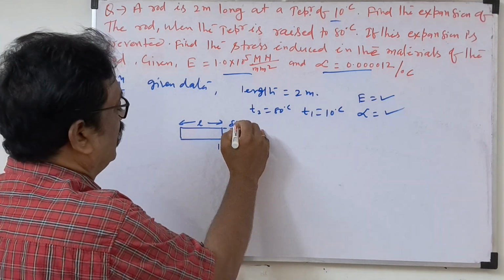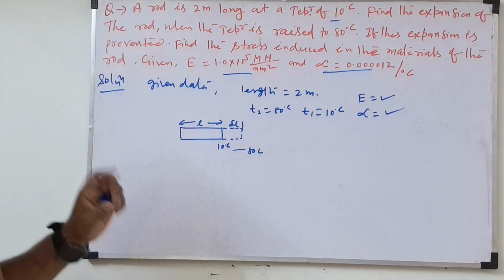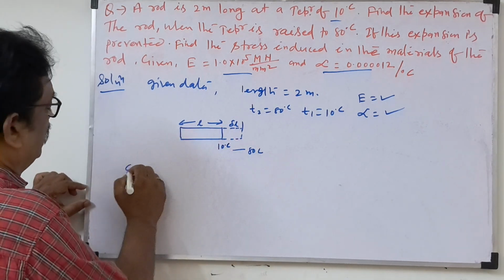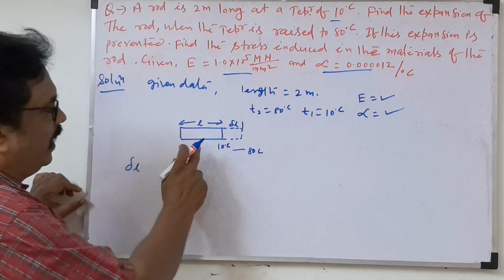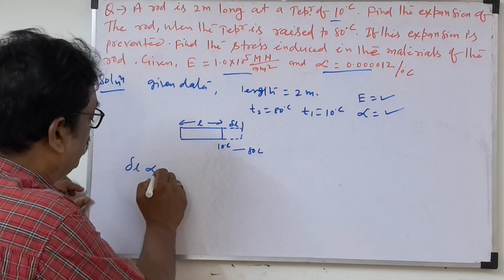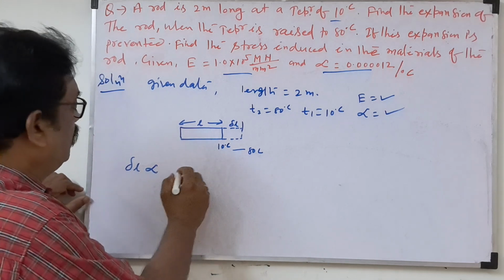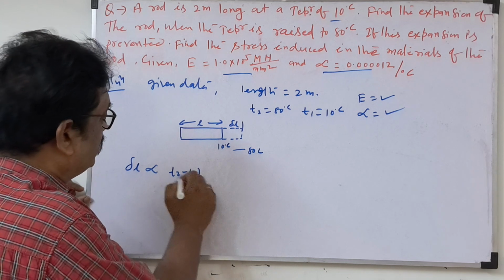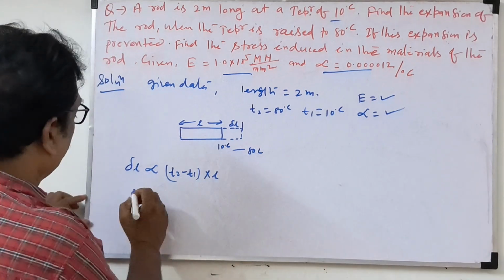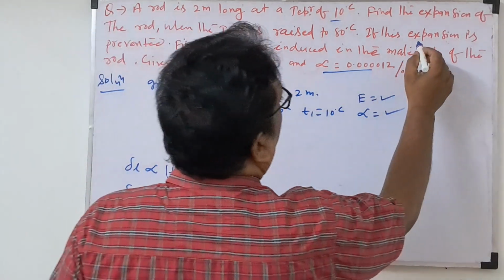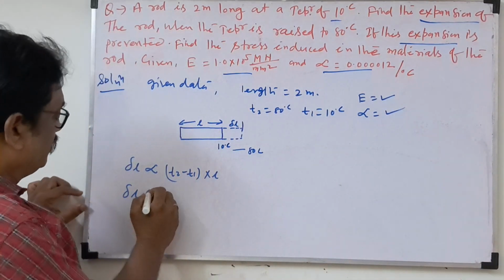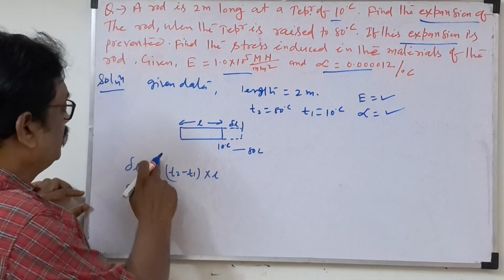This is called delta L, and that is what they are asking. So what is the delta L here? Delta L is directly proportional to the change in temperature and the length. They ask to find the expansion of the rod, so they are asking for delta L. Delta L is proportional to this.